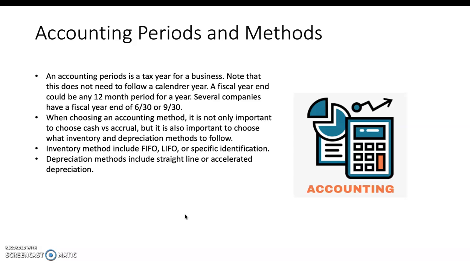FIFO, obviously, we've learned about being first in, first out for inventory, LIFO, last in, first out, and then specific identification. A lot of small sale but high value item companies, such as a luxury watch dealer or a car manufacturer or car dealer, will use this type of inventory method when recognizing the sale of inventory and reporting it as COGS.